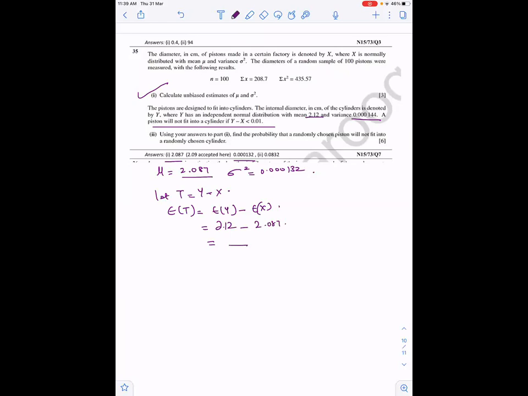Where did I keep my calculator? 2.12 minus 2.087, which is 0.033.